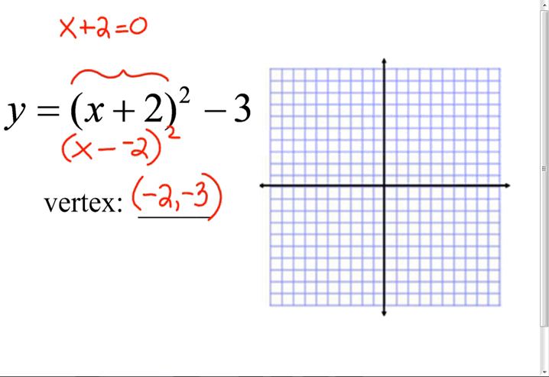Okay, Matt? We're going to start at -2, -3. 1, 2, 3. Am I in the right place? Sometimes I turn them around. Now, all you're going to do is you're going to go over 1, up 1. You're going to go over 1, and you're going to go up.